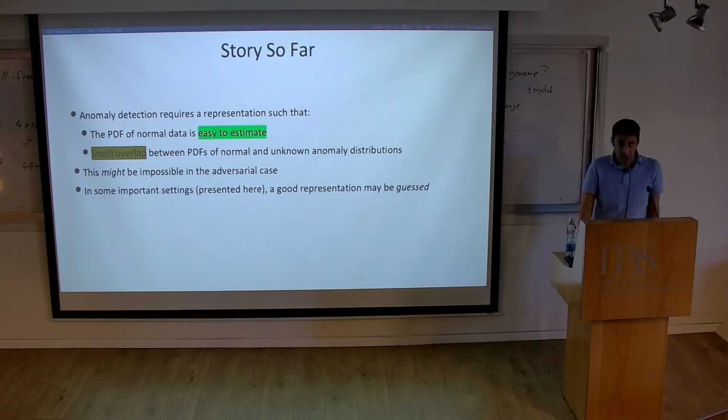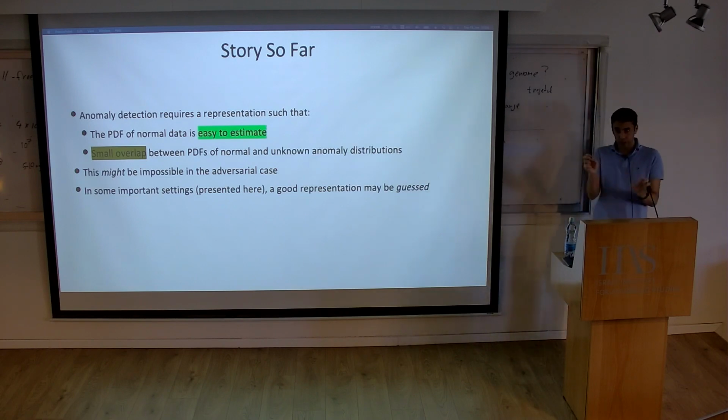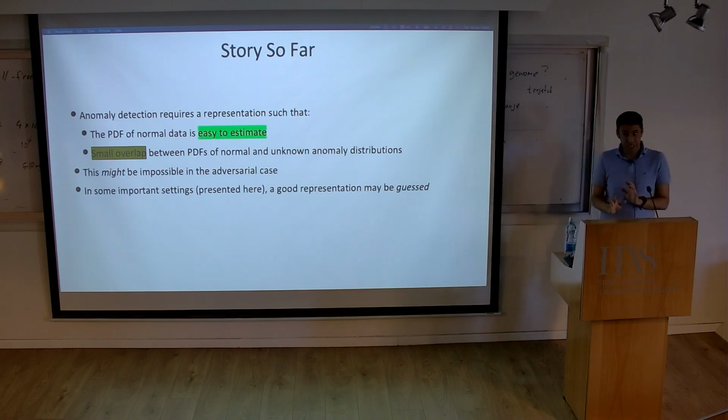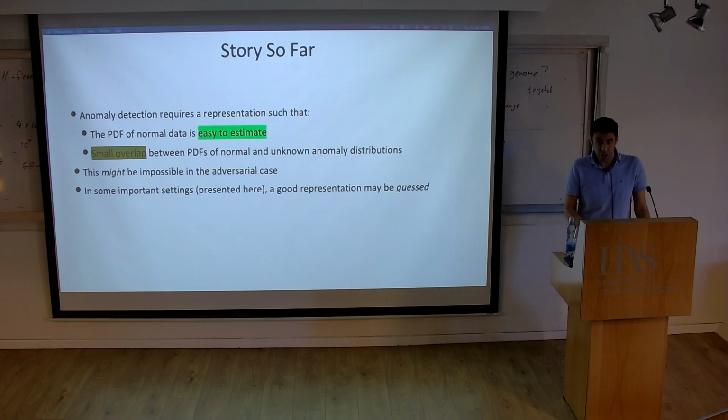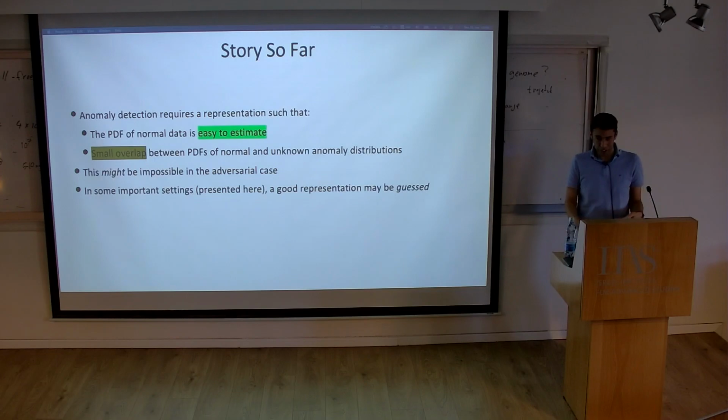But I think the more positive message is that in many useful settings, we can use off-the-shelf representations, and they would have these properties. They would first be quite easy to estimate, and two, they would be quite discriminative between normal and anomalous data. So at least for images, for example, if you take off-the-shelf representations, then for maybe moderate difficulty tasks, this might work reasonably well. But we'll see in the next part of the talk that there are many cases in which this is insufficient.